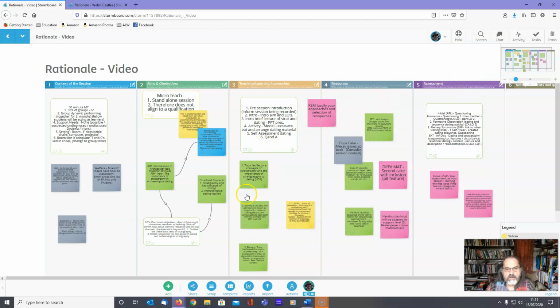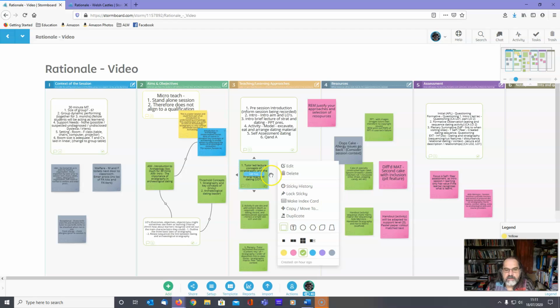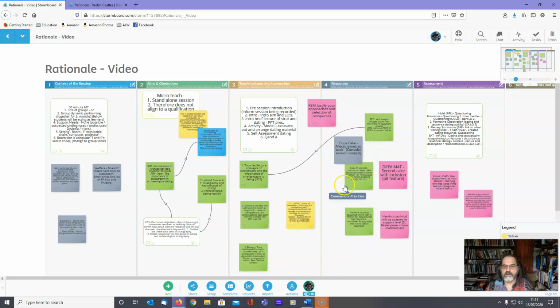Okay, now then, so that I can go and draw over to there. There we go. So that's the resource that I'm going to use for this.